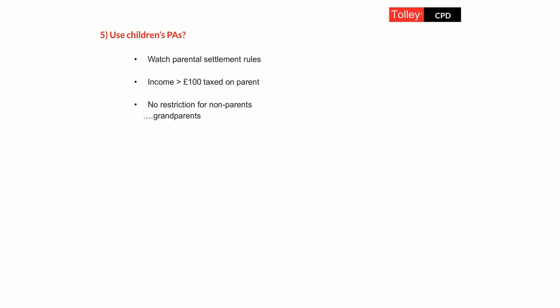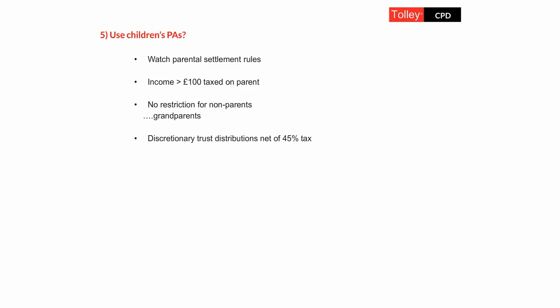Utilising the children's personal allowance. Do watch the Parental Settlement rules. So any income above £100 will be taxed on the parent if it is sourced from the parent. There is no restriction, however, on non-parents, such as grandparents. So you could have income diverted from grandparents to grandchildren, and you wouldn't be subject to these parental settlement rules.